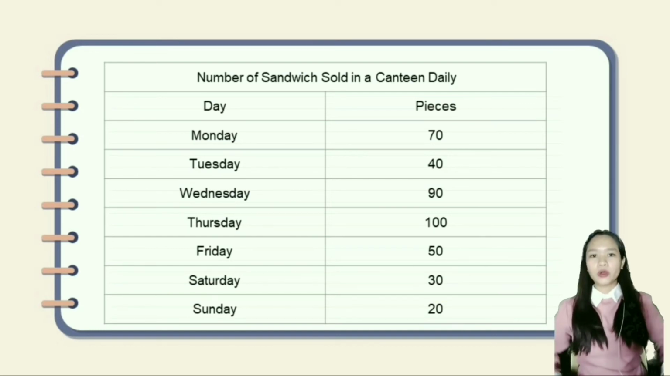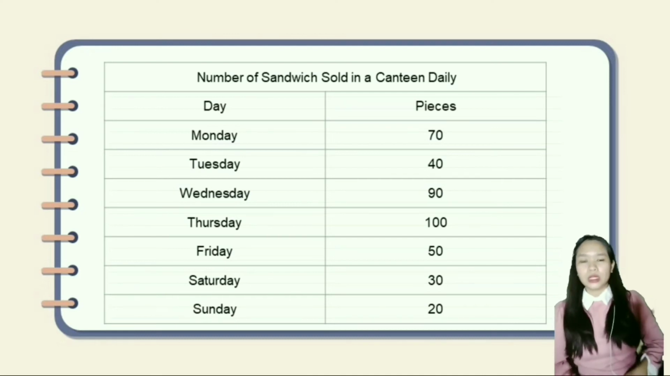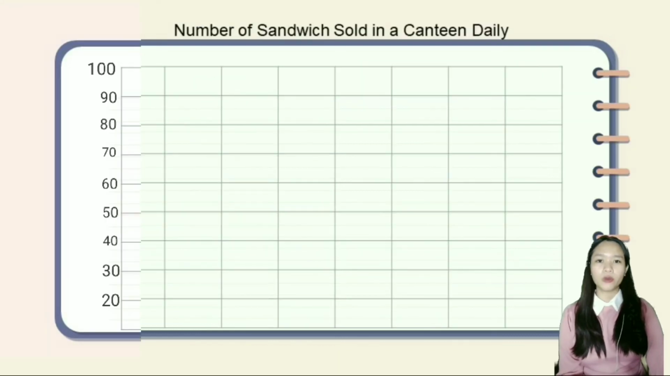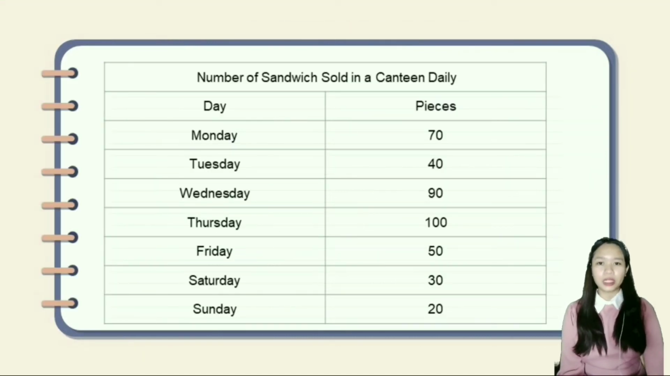So now we're going to decide what interval we're going to use. Since the highest number is 100 and the lowest number is 20, we're going to use 10 as interval, starting from 20. Therefore, we're going to draw 9 vertical lines. Now, we're going to plot a point. For Monday, the number of sandwiches sold is 70. So where are we going to plot a point? Correct. Next to 70.